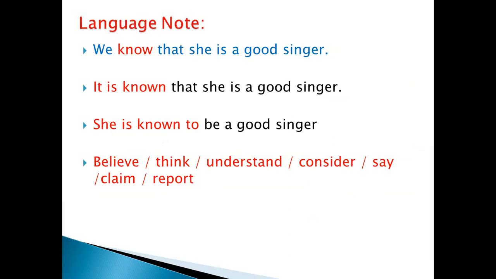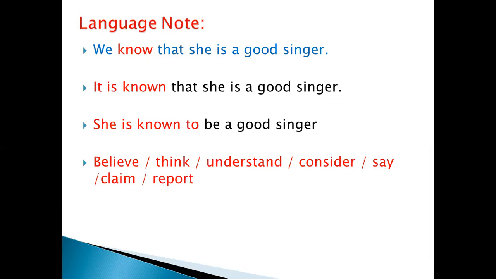In order to change the sentence from active to passive, we have two ways. You can say, it is known that, and complete the sentence. Or you can say, she is known to be. What's be? From where did you get be? The base form of is is be. So she is known to be a good singer.